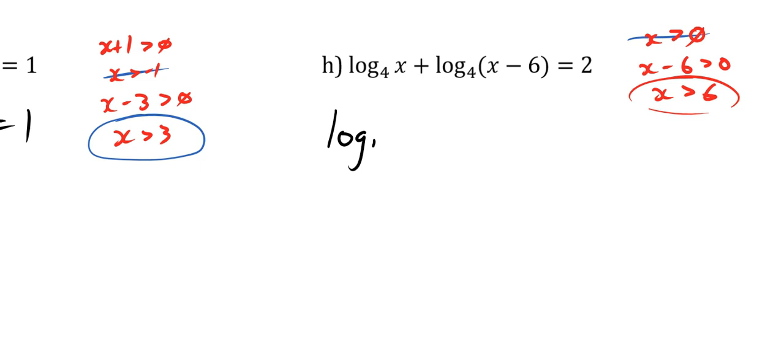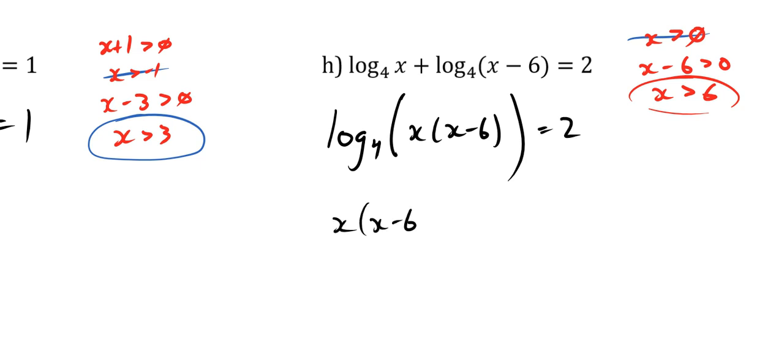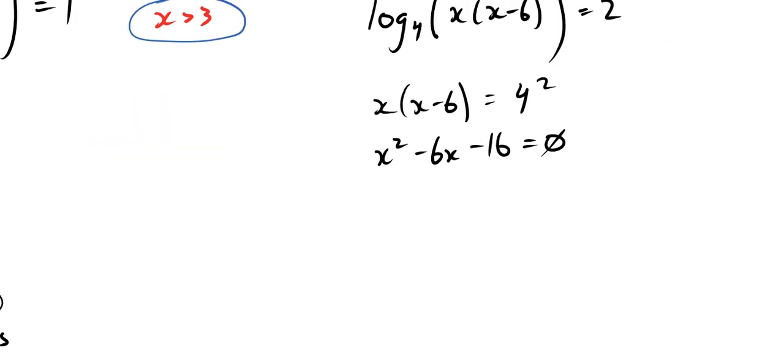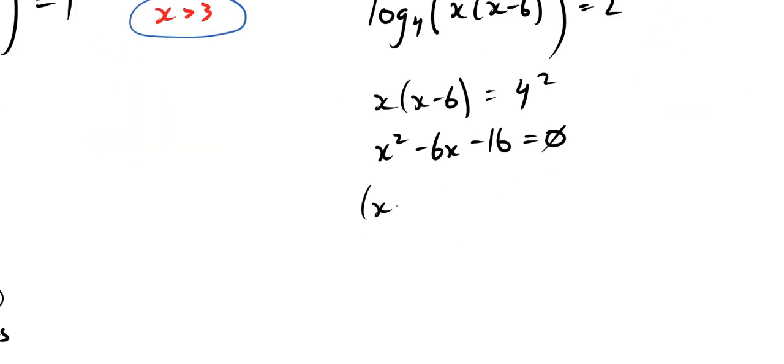So it should look like this. Log base 4 of x times x minus 6. So the last one had two binomials. This one's got a binomial and a monomial, but that doesn't matter, right? That part doesn't really matter. Equals 2. Rewrite in exponential form, x times x minus 6 equals 4 squared. X squared minus 6x minus 16 equals 0. Go ahead and solve.